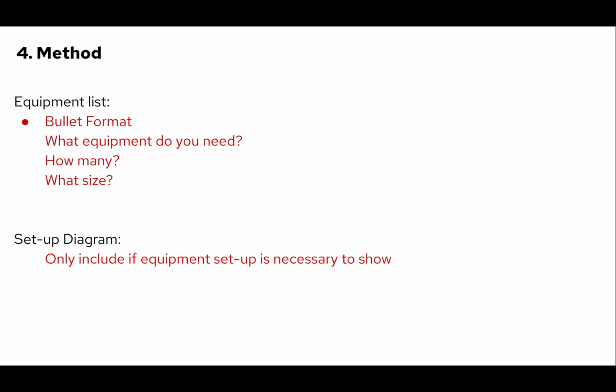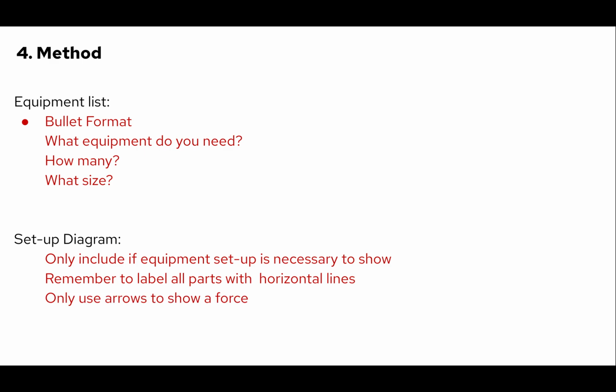Then you're going to have a setup diagram. Again, only include it if the equipment setup is necessary to show. And remember, you're going to be labeling all your parts with horizontal lines. You'll only use arrows if it's showing a force. And you'll use a pencil, a ruler, and again, drawing in two-dimensional.